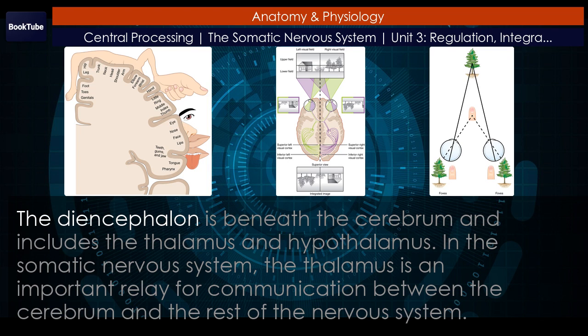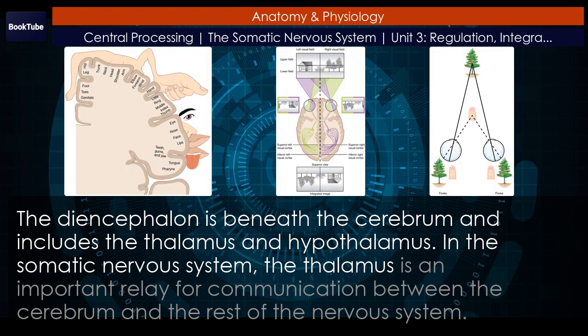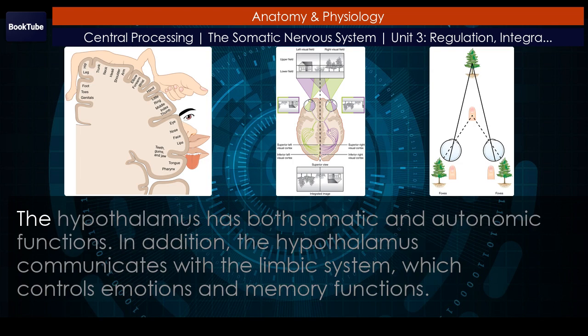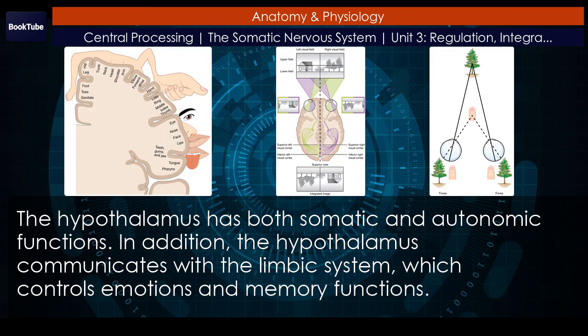Diencephalon. The diencephalon is beneath the cerebrum and includes the thalamus and hypothalamus. In the somatic nervous system, the thalamus is an important relay for communication between the cerebrum and the rest of the nervous system. The hypothalamus has both somatic and autonomic functions. In addition, the hypothalamus communicates with the limbic system, which controls emotions and memory functions.